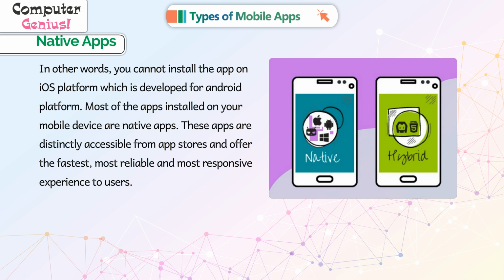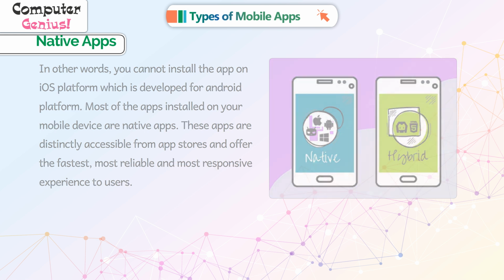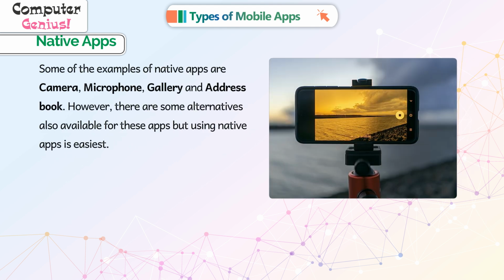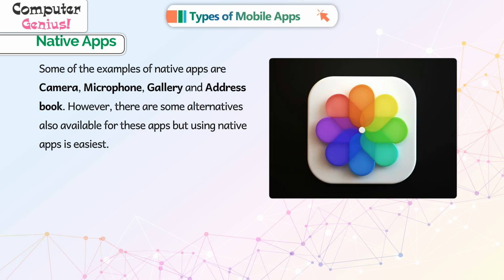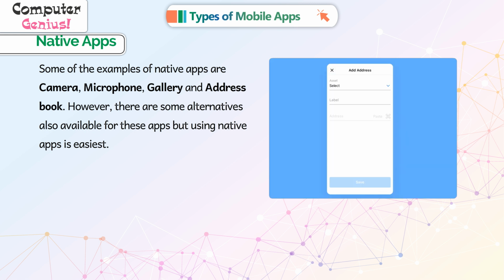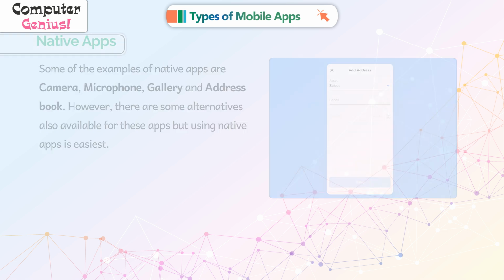These apps are distinctly accessible from app stores and offer the fastest, most reliable, and most responsive experience to users. Some of the examples of native apps are camera, microphone, gallery, and address book. However, there are some alternatives also available for these apps, but using native apps is easiest.